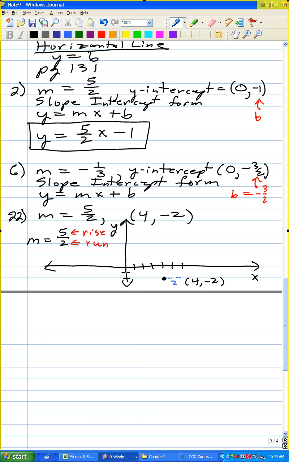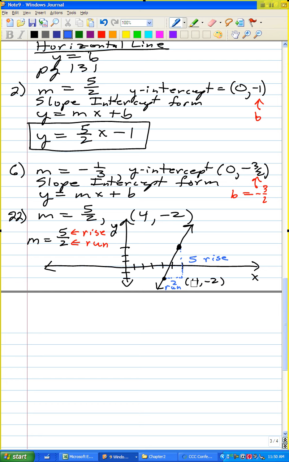So 1, 2, 3, 4, 5. So I'm going to go up 5. So 1, 2, 3, 4, 5. And now this is the graph of my line. So I have here a rise of 5 and a run of 2, starting at the point 4, -2.